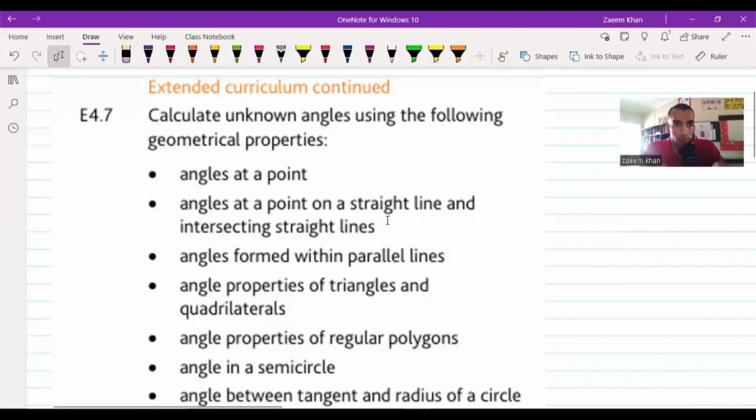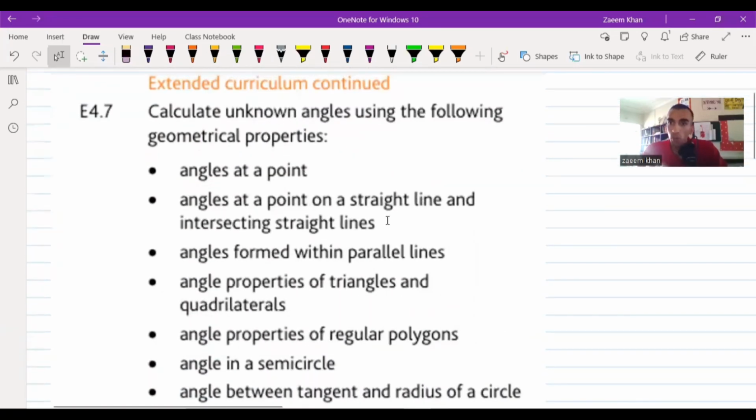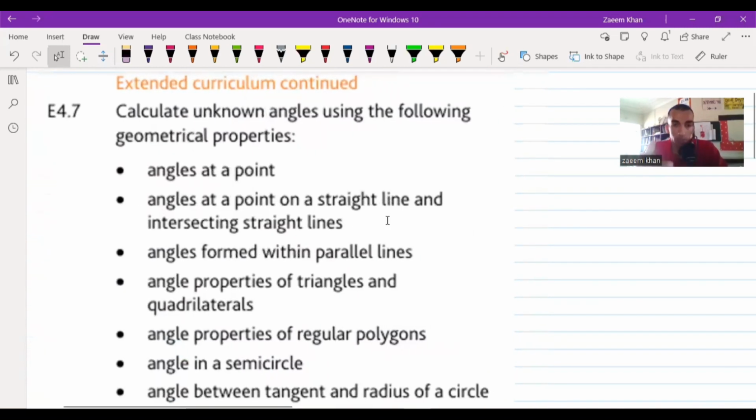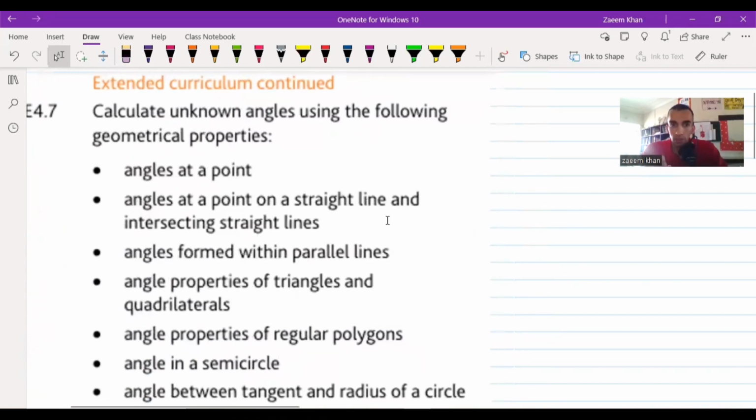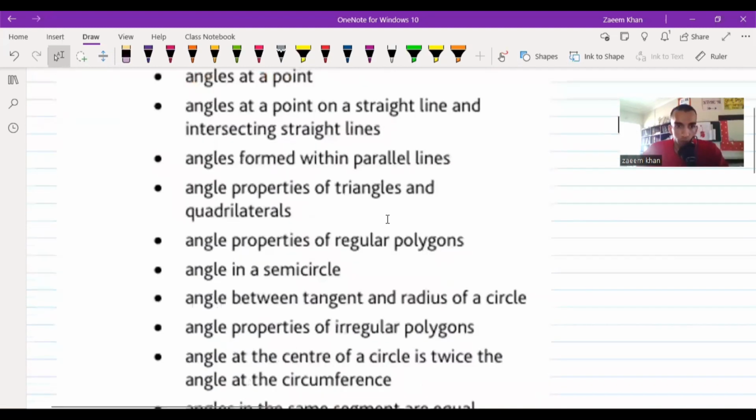We're starting off with IGCSE's topic of angles, and whatever comes under angles is going to be mentioned over here. I'm going to be going through them one by one, and I'll make sure that I share some examples and share some practice questions as well so that you get a good hang of it. So, calculate the unknown angles using the following geometrical properties. When the syllabus mentions angles, these are all the things that you're supposed to know.